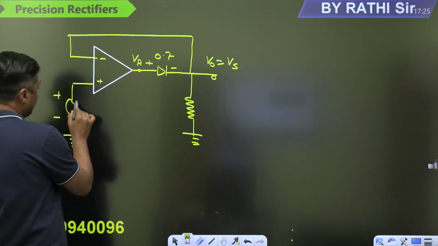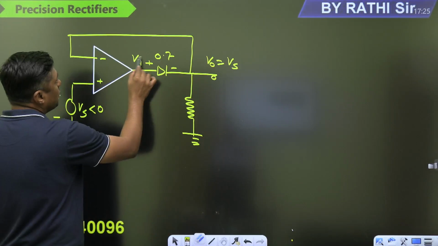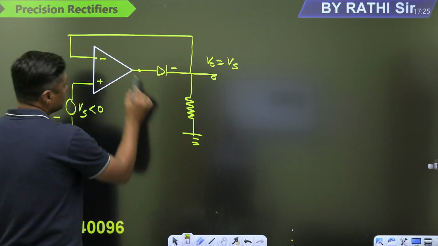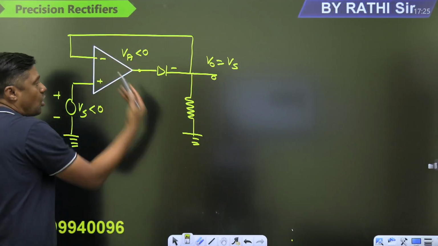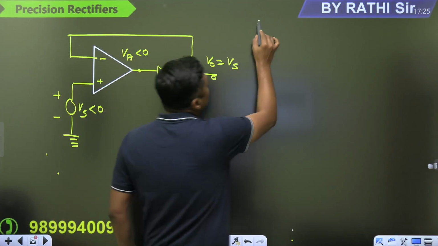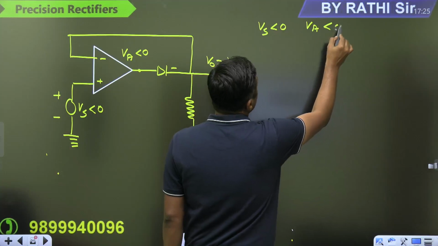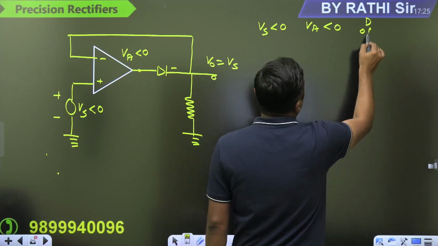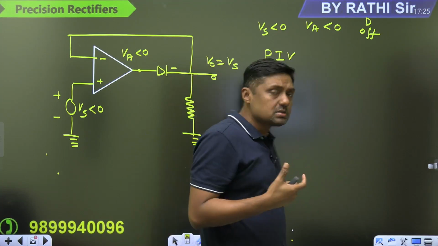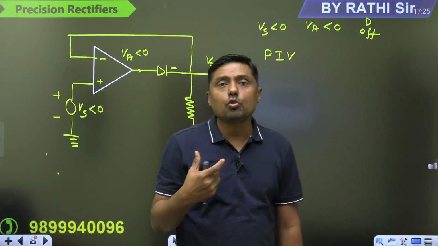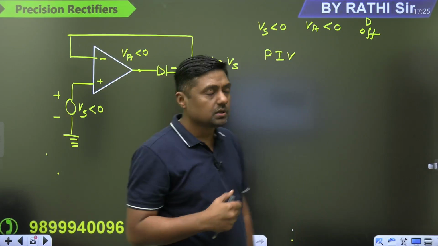When the input is negative, the voltage at this point is also negative. The voltage at this point is also negative, and when the diode is off. When Vs is less than 0, Va is less than 0, the diode is off. Then we can calculate the PIV. Why? PIV means the maximum voltage appearing across the diode when the diode is reverse biased.